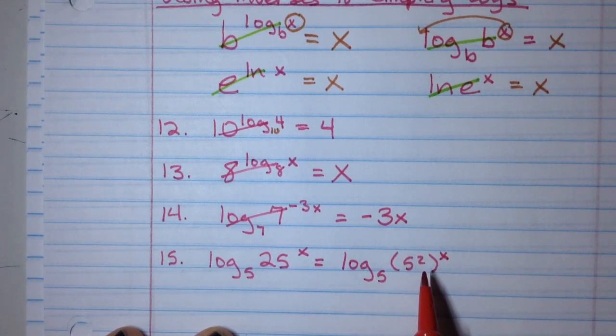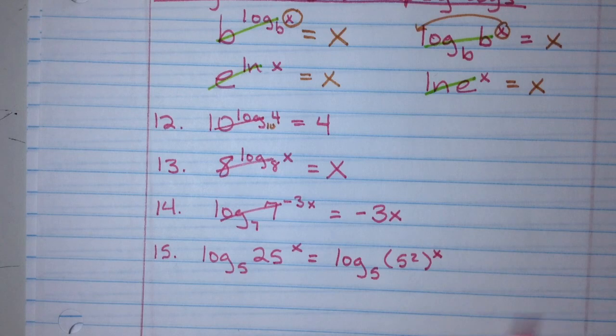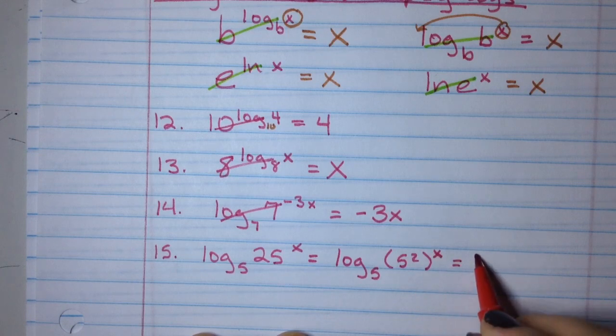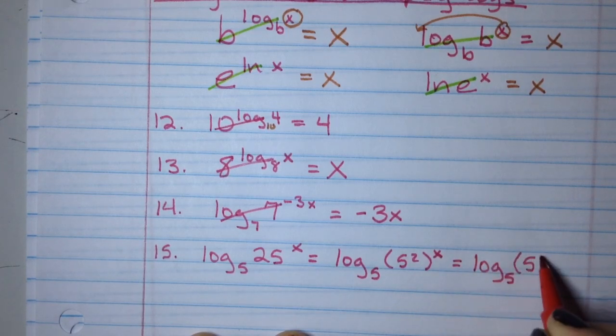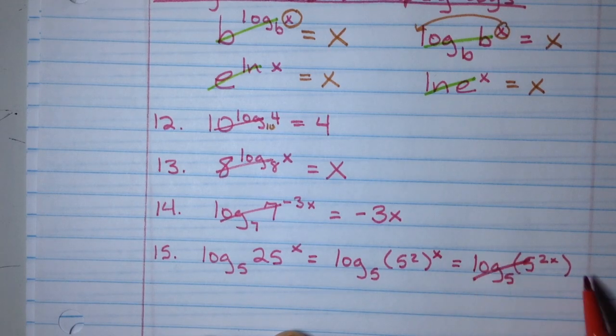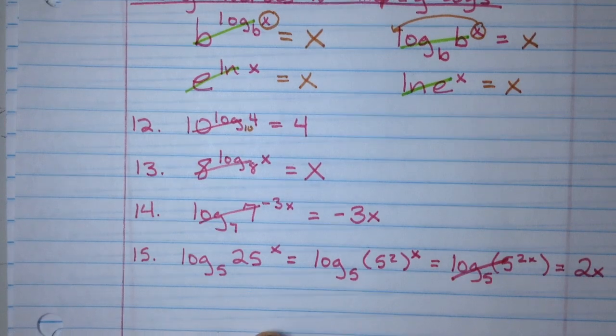What's 5 squared? Don't say 10. It's 25. 5 times 5 is 25. So I haven't changed anything. I've just rewritten this equation. Using exponent rules, I know I can combine these by multiplying. So this would be log base 5 of 5 to the 2x. But since now my little base and my a value match, they cancel, and I'm left with just 2x.